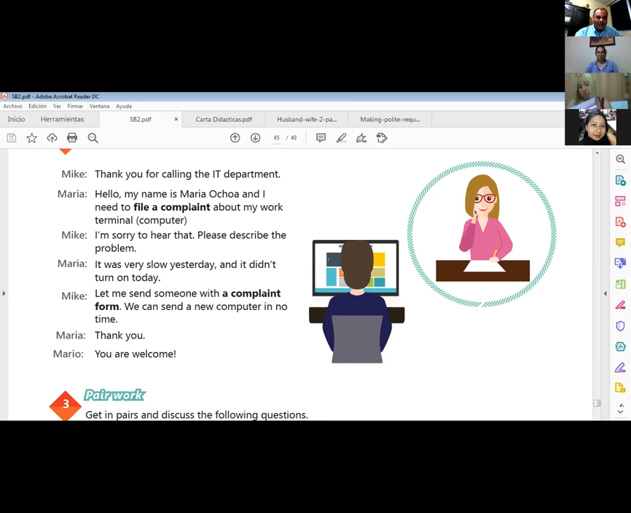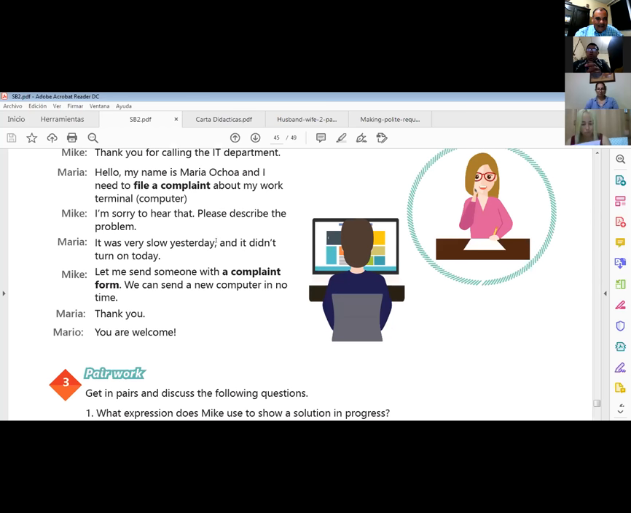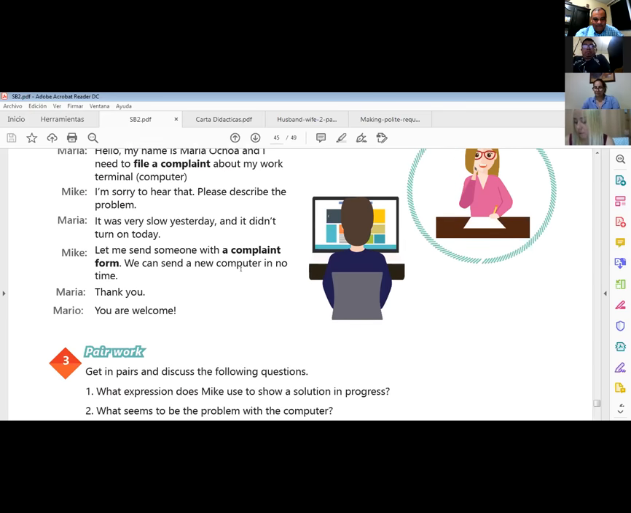More questions? What is the meaning of "to turn on"? Today it didn't turn on, no encendió. You turn on a computer, you turn on the lights, you turn on the air conditioner. Turn on, encender. You turn on the car. You start the car. Is that clear? Turn on. Yes. Questions?